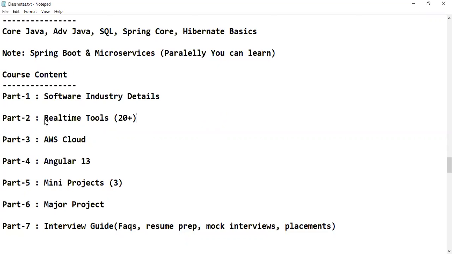Once these tools are completed, then we will talk about AWS cloud. Nowadays, cloud computing is very important, so I'm going to cover AWS cloud also here. And I want to make you a Java full stack developer. To develop the backend APIs in Java, we are using Spring Boot with microservices architecture. For the front end, I'm going to use Angular in our course.